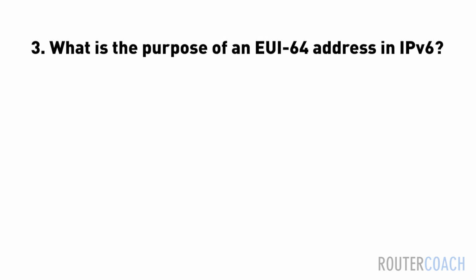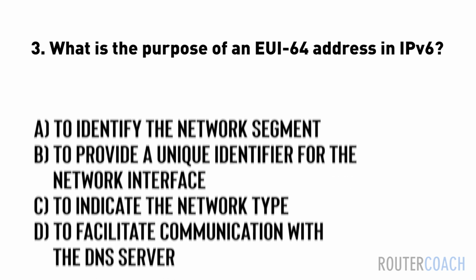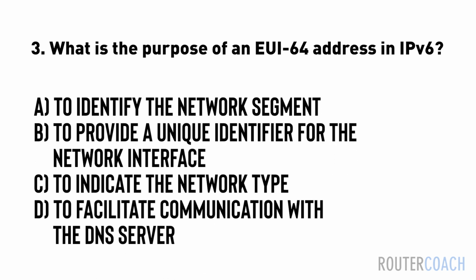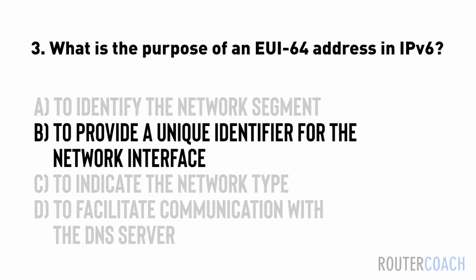3. What is the purpose of an EUI64 address in IPv6? A. To identify the network segment. B. To provide a unique identifier for the network interface. C. To indicate the network type. D. To facilitate communication with the DNS server. The answer is B.